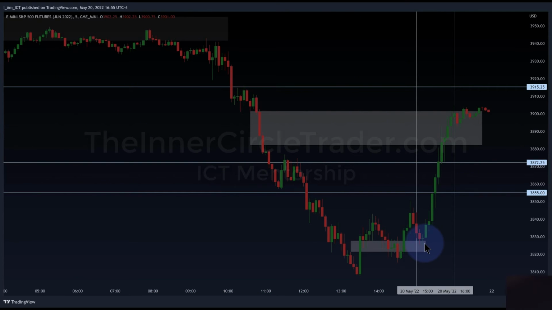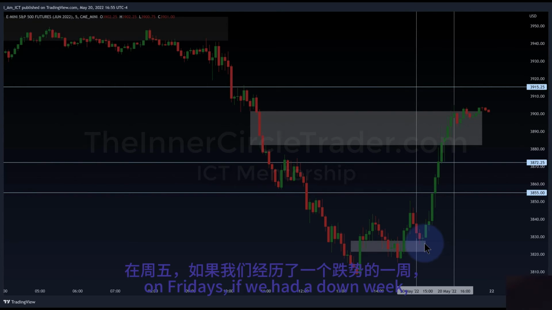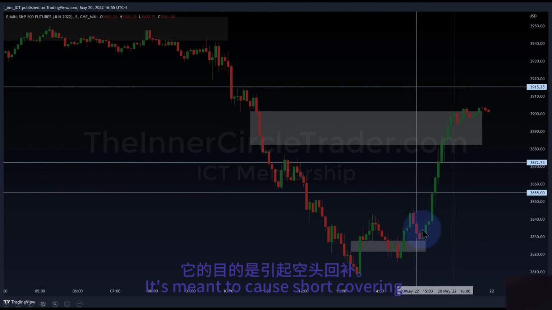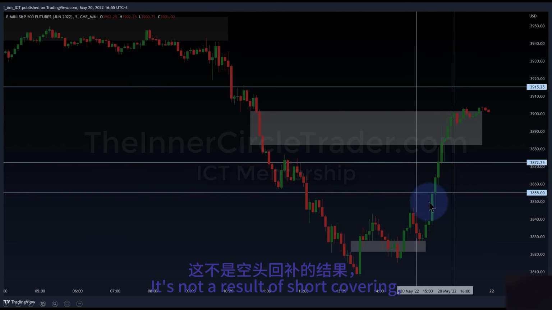Now, couple this with TGIF scenarios. Again, this is the part that's not in YouTube. I taught you all that on Fridays, if we had a down week, there's a likelihood that we could trade 20 to 30% back up into the weekly range on Friday. It really becomes possible to narrow down if we look at the last hour of trading, because at 3 o'clock the algorithms will start spooling. That's what's occurring here. This is not short covering. It's meant to cause short covering. It's not a result of short covering.